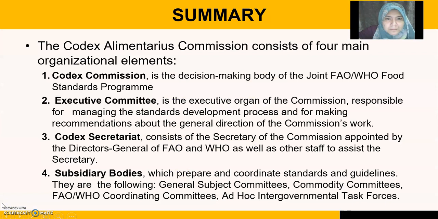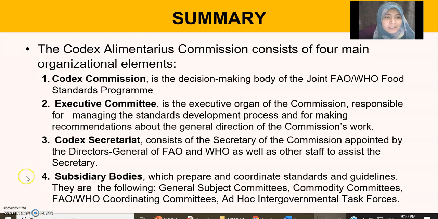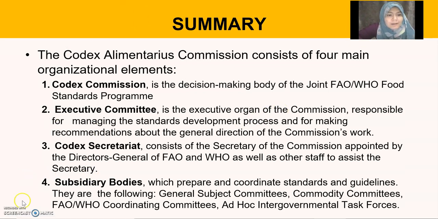Then, in summary, the Codex Alimentarius Commission consists of 4 main organizational elements. Number 1 is the Codex Commission, which is the decision-making body of the Joint FAO WHO Food Standards Program. And number 2, we have the Executive Committee. This Executive Committee is the executive organ of the Commission. It is responsible for managing the standard development process and for making recommendations about the general direction of the Commission's work.